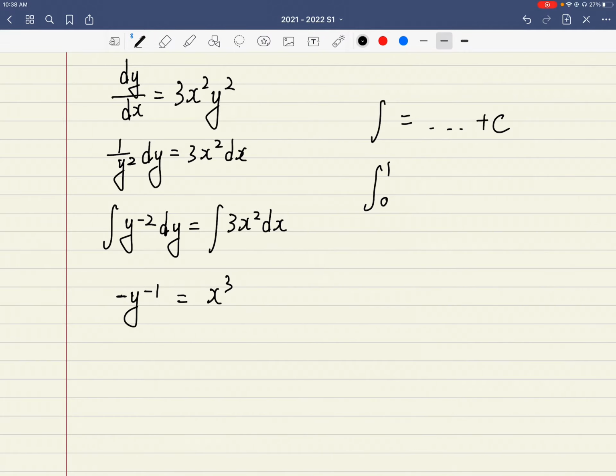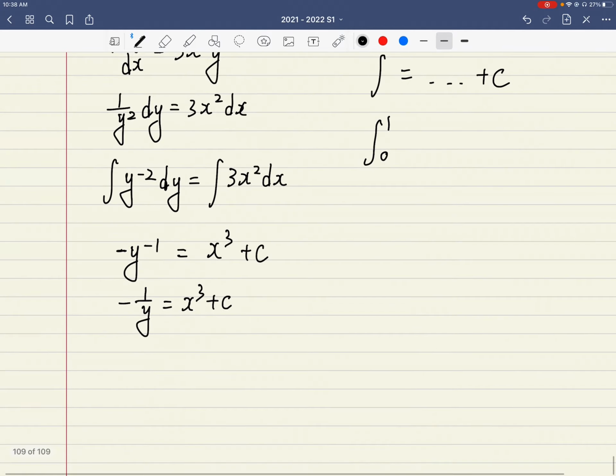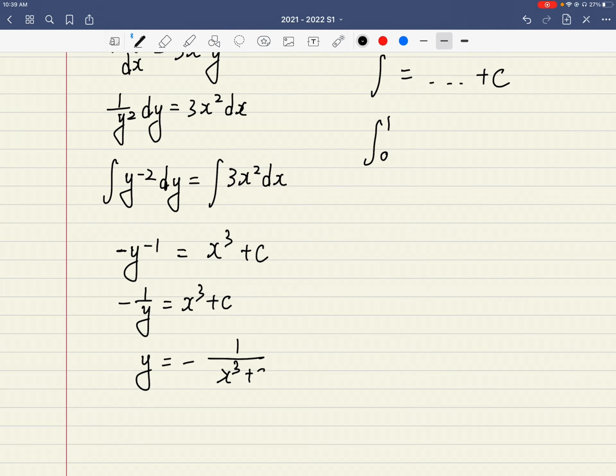Here, theoretically speaking, you need to add c on both sides. But if you add an arbitrary number on the left and an arbitrary number on the right, it's the same as just adding an arbitrary number on one side, for example on the right. They have the same effect. So you don't have to write plus c on both sides. Then just simplify it. So here it's negative 1 over y is equal to x cubed plus c, and y is negative 1 over x cubed plus c.